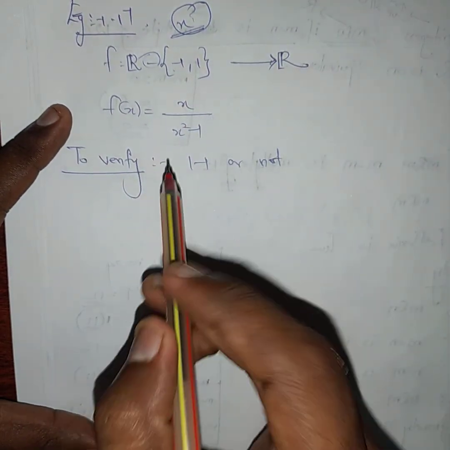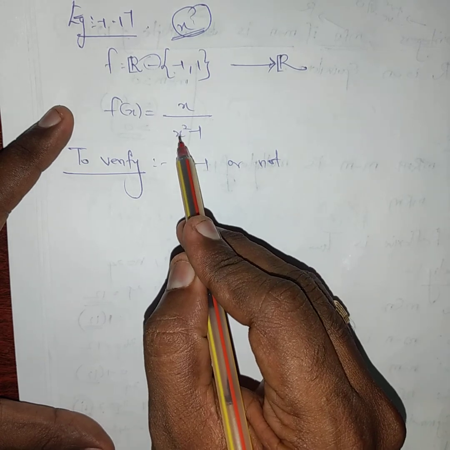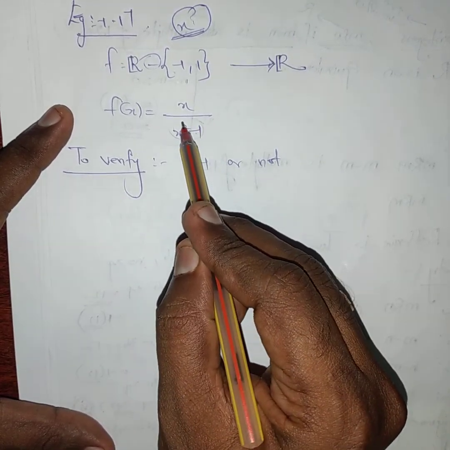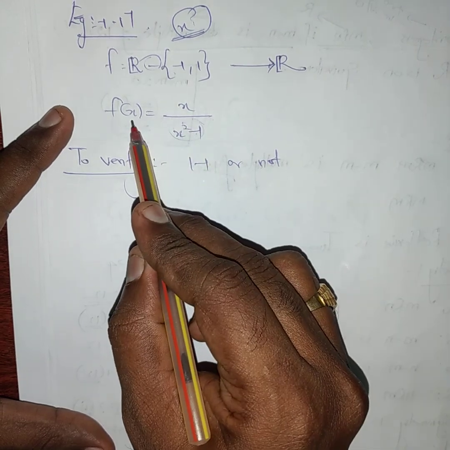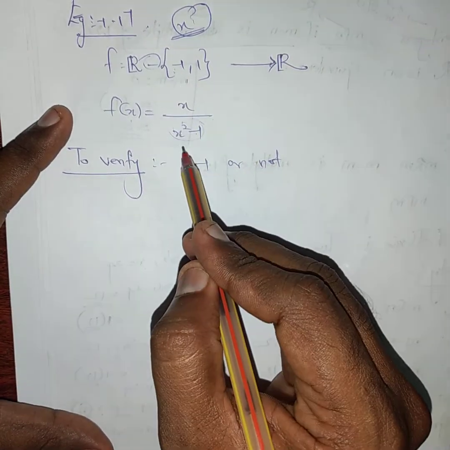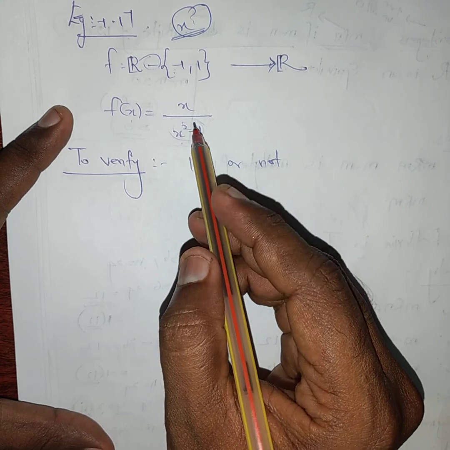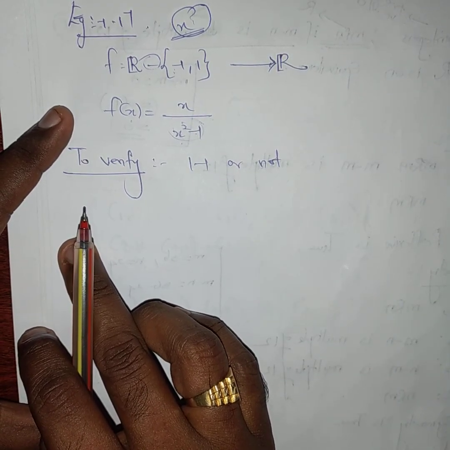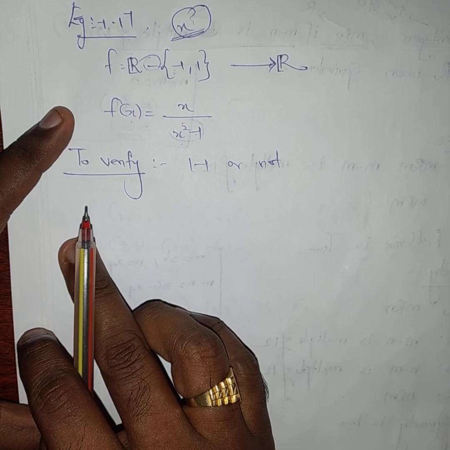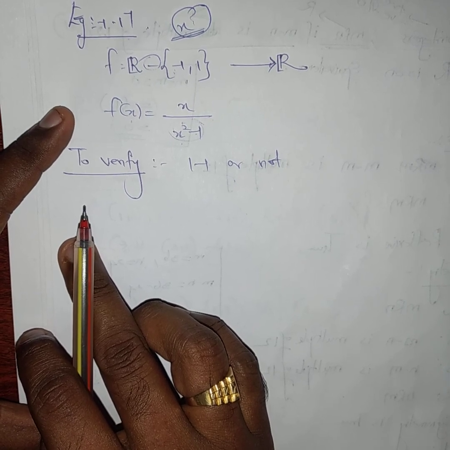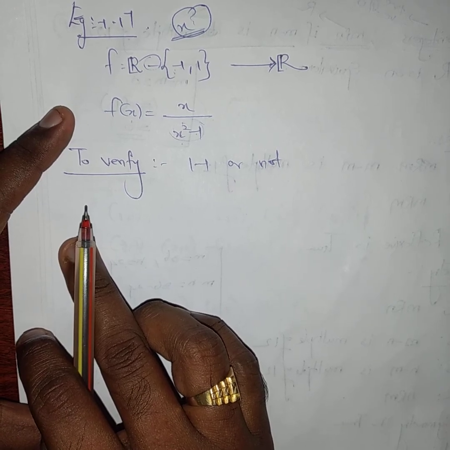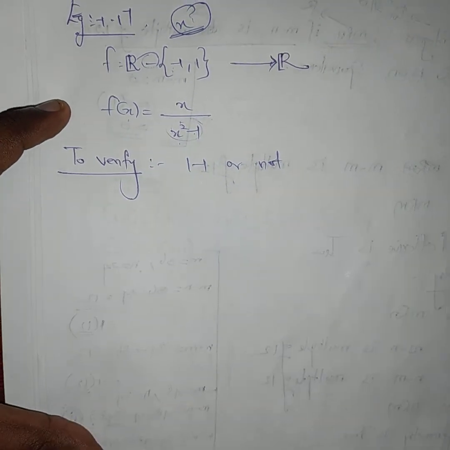What is the reason for this? If we put 1, the whole square is 1, 1 minus 1 is 0, so the denominator becomes 0. As the denominator becomes 0, the function moves towards infinity, so it is impossible. If we put minus 1 also, the denominator becomes 0. So our main work is not to make the denominator 0, so we should not put minus 1 and 1. We can put any real number except minus 1 and 1, to verify whether it is 1 to 1 or not.